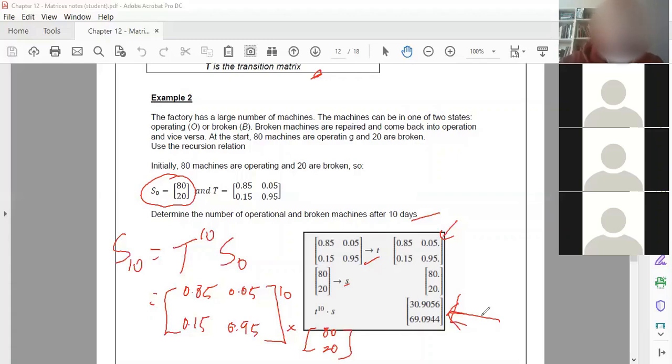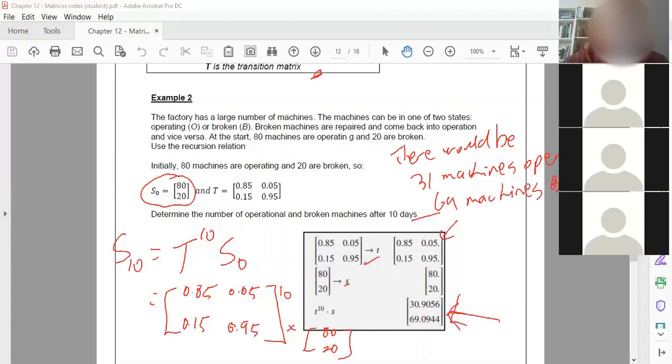So now finishing it off. Determine the number of operational and broken. There would be 31 machines operating, and there would be 69 machines broken. And if you add those two numbers up, you get 100. And if you add the original amount up, 80 and 20, you get 100. You are supposed to get the same amount because there's always 100 machines.